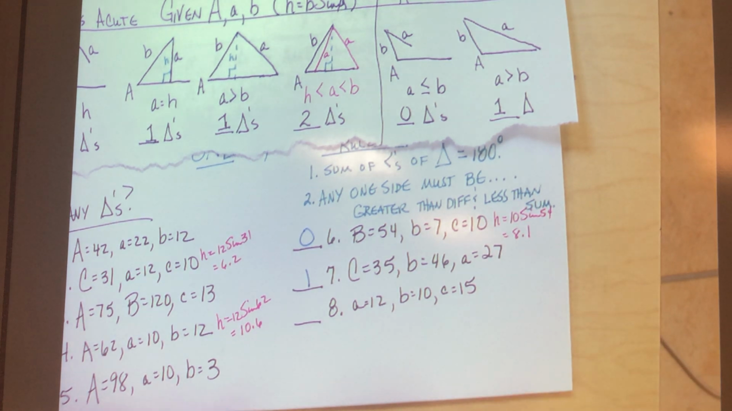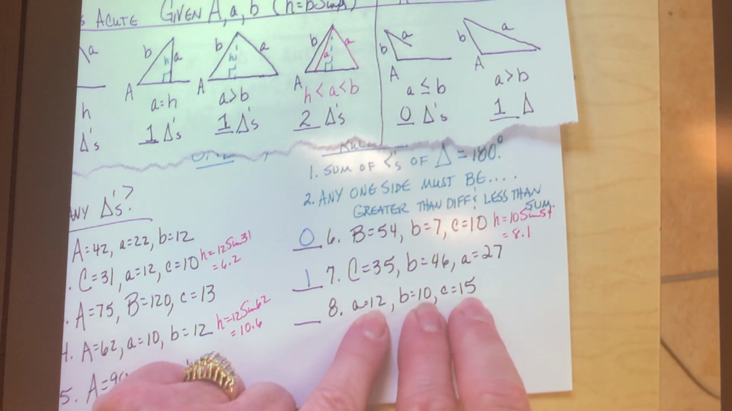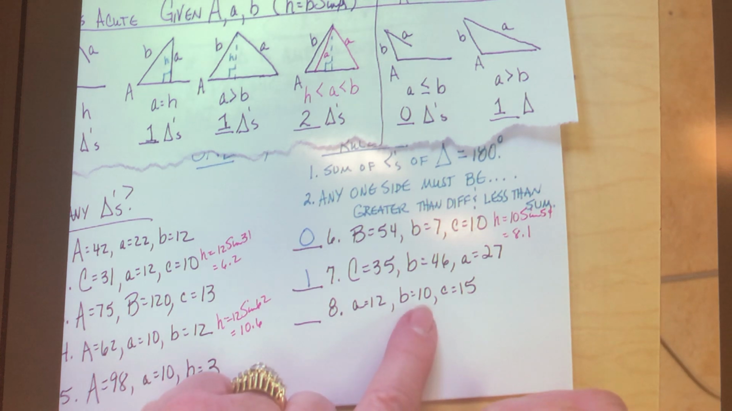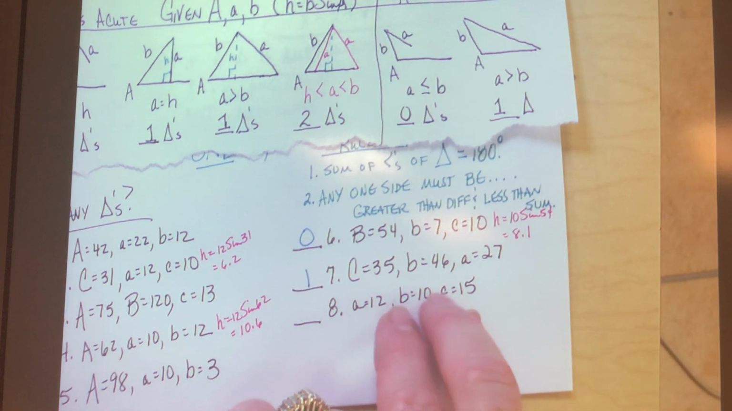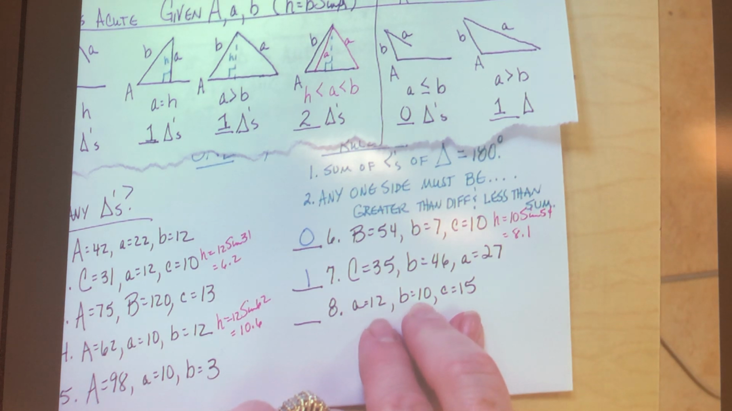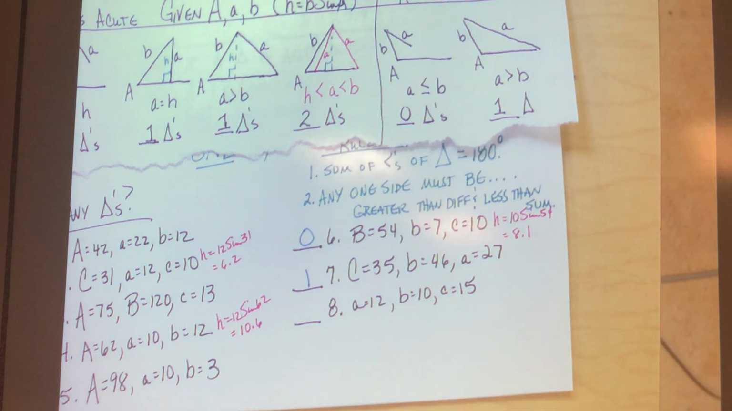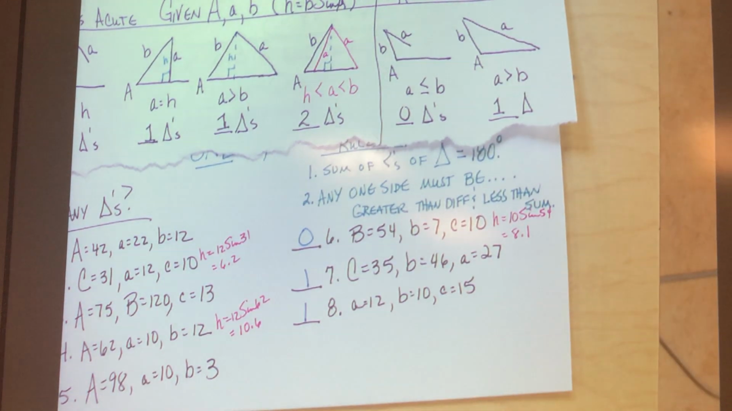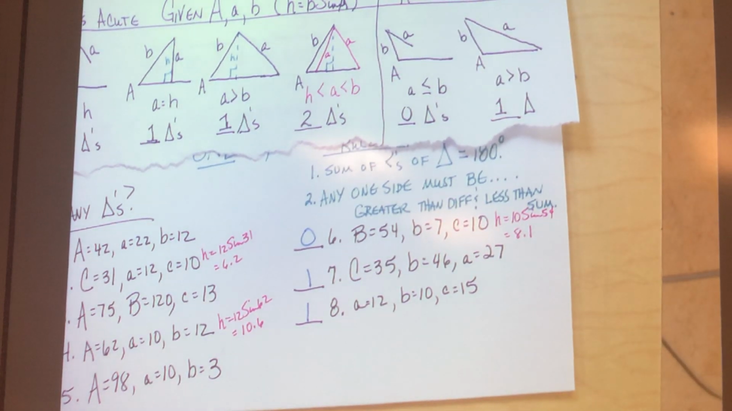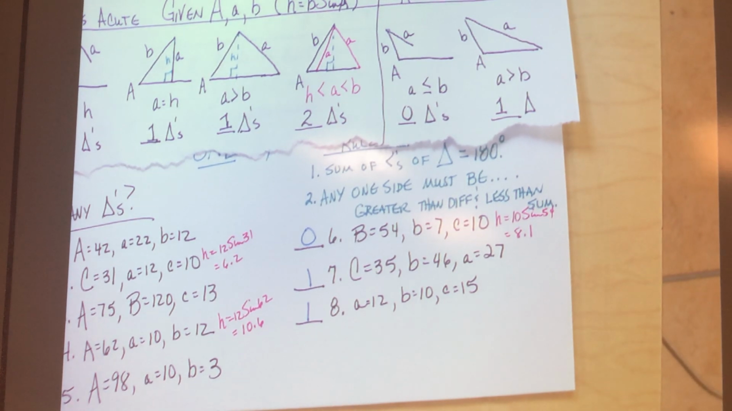Less than the sum. Is 12 less than 25? Is 10 less than 27? Is 15 less than 22? Yes. So, how many triangles? 1. Very good. We like it when it's not ambiguous because it's very straightforward, okay?